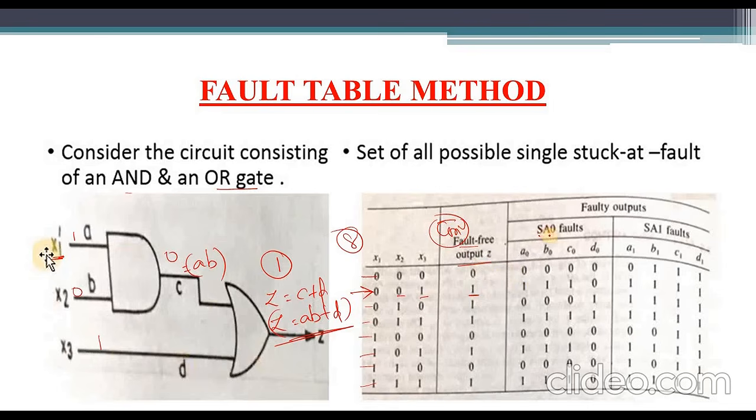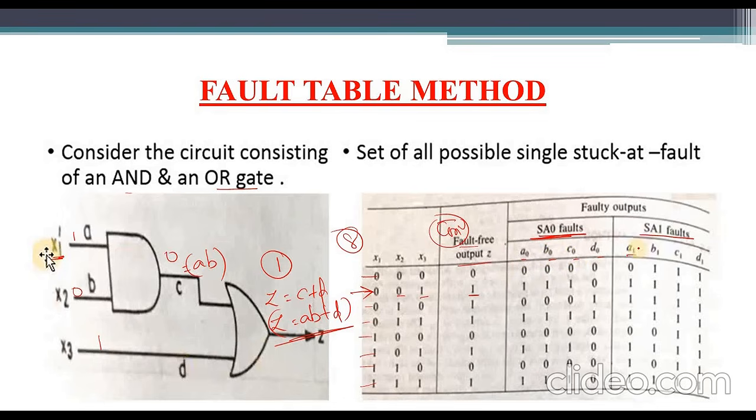If there is a stuck-at fault, whether stuck-at 0 or stuck-at 1, then for a stuck-at 0 fault at A, B, C, D we get A0, B0, C0, D0. A0 means a stuck-at 0 fault at node A, B0 means a stuck-at 0 fault at node B, C0 means a stuck-at 0 fault at C, and so on.